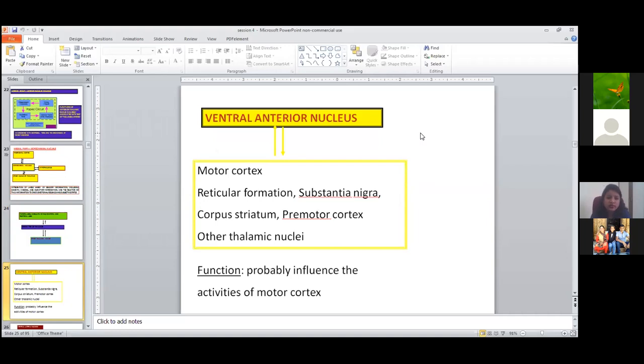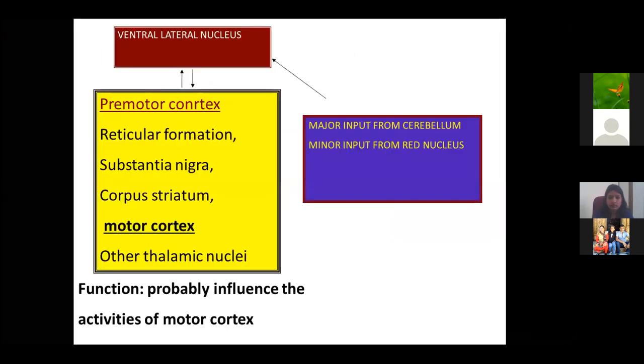So what is the function of the ventral anterior nucleus? Probably it influences the activities of the motor cortex. The ventral lateral nucleus is mainly connected to the premotor cortex, and its function probably influences the activities of the motor cortex.